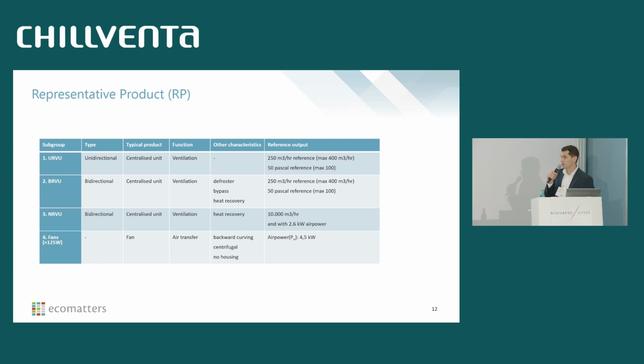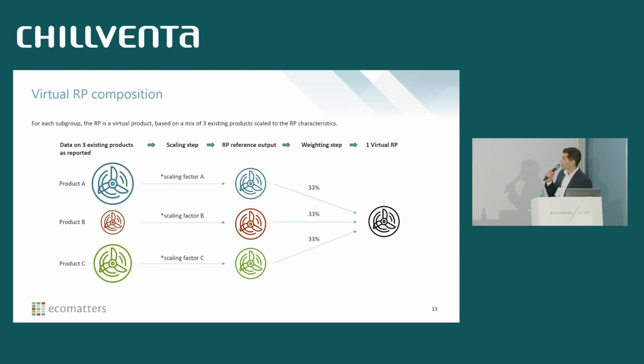So for each of the subgroups, we've defined what the representative product looks like. So we've looked into which type of product is representative, what does a typical product look like, which function does it provide, but also which other characteristics should we include for this representative product. And then I think most importantly, there's the reference output, because this reference output is also used in the scaling.